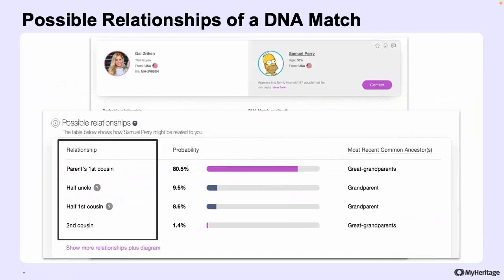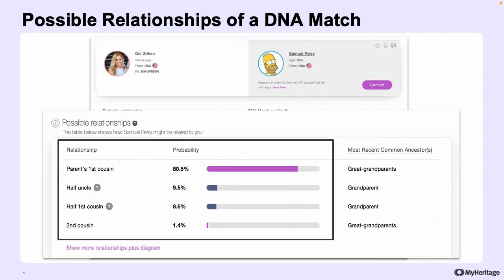So I can see each possible relationship. I have a parent's first cousin, or half uncle, half first cousin, and second cousin. And I can actually see the probability of how likely it is that Samuel is my parents' first cousin, or how likely that Samuel is my half uncle.